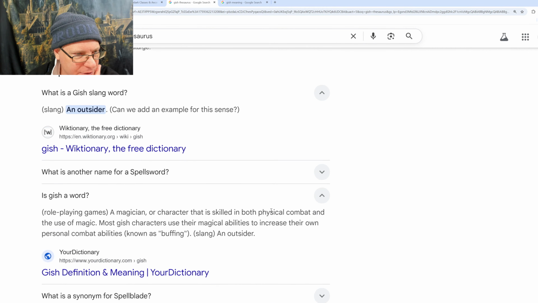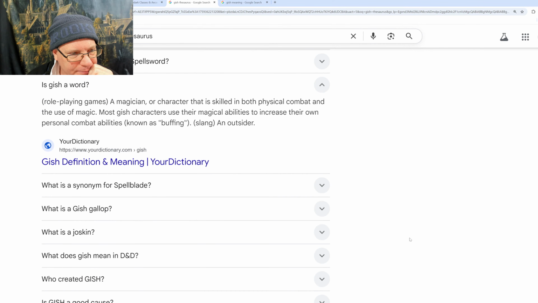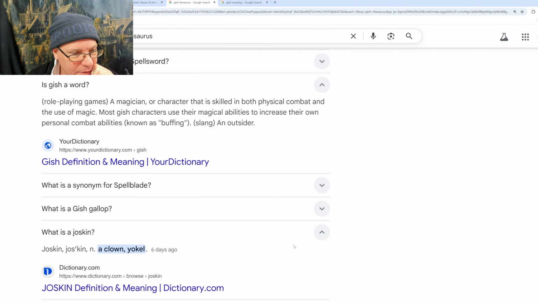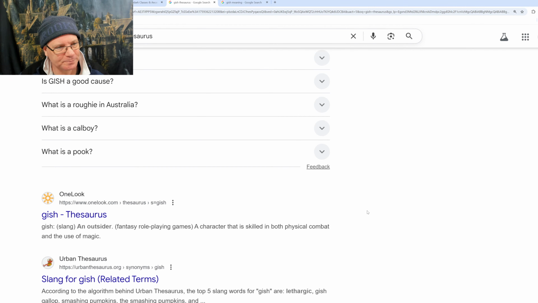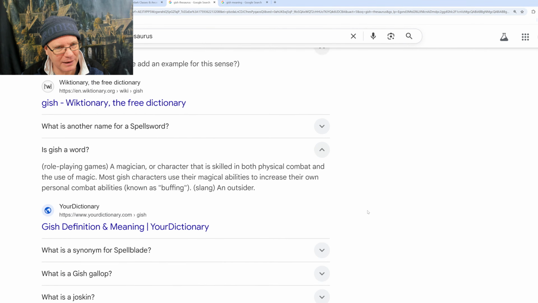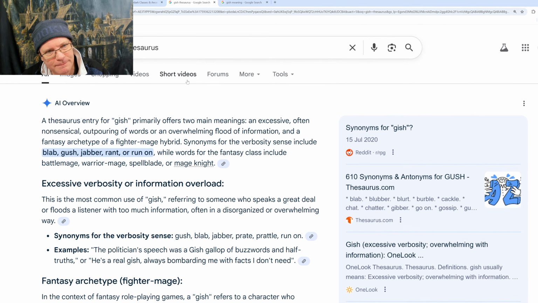Is Gish a word? Oh, that's a good question. I'm not entirely sure. Skilled in both combat and the use of magic. Gish. What is a Joskin? No, I'm kind of curious. What is that? Is this part of what we're looking for? A clown, yokel? No, it's not what we're after. Okay, so we need to be able to combine a couple of words together to get something that's close to what we're after. Gish isn't doing it for us.